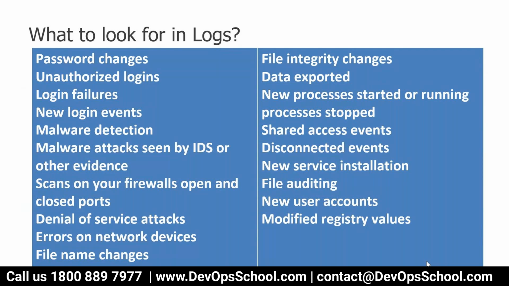So DDoS attack, errors on network devices. Someone has changed some important file, I want to have the logs for it. File integrity changes. Someone has exported your database, I want the logs for it. Some new process started or running. Process stopped, disconnected. So these are just ideas at a high level. The requirements may come from the projects, and then you have to work for it.